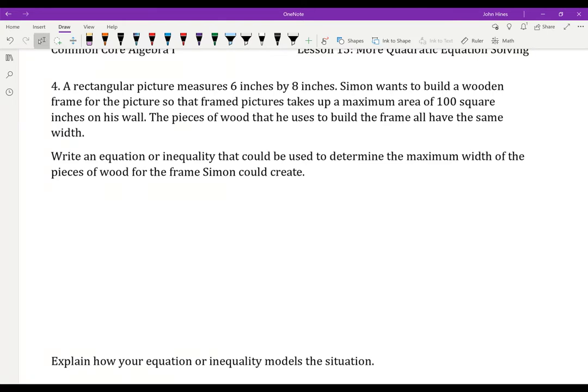So a rectangular picture frame measures 6 by 8. So I got a little rectangular picture.